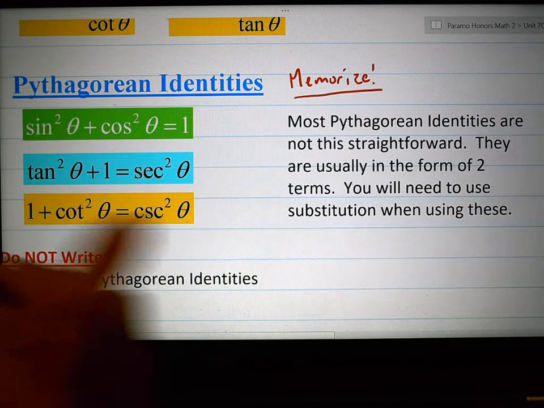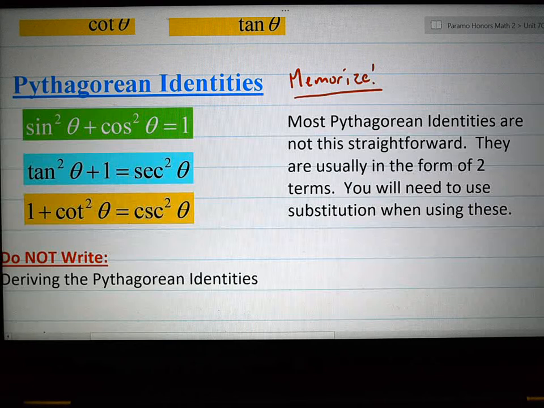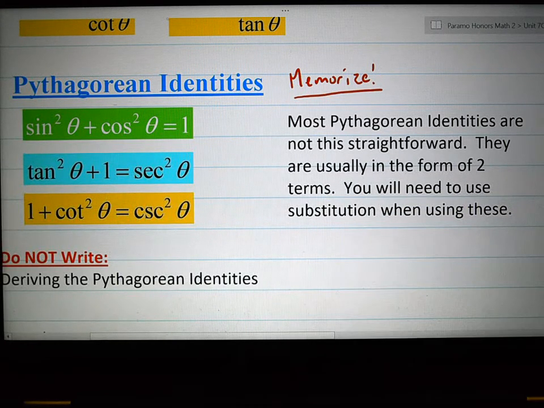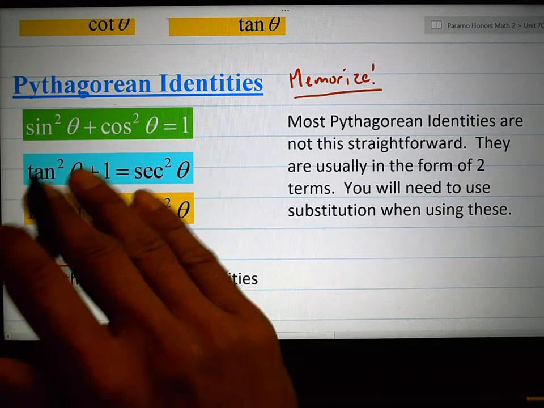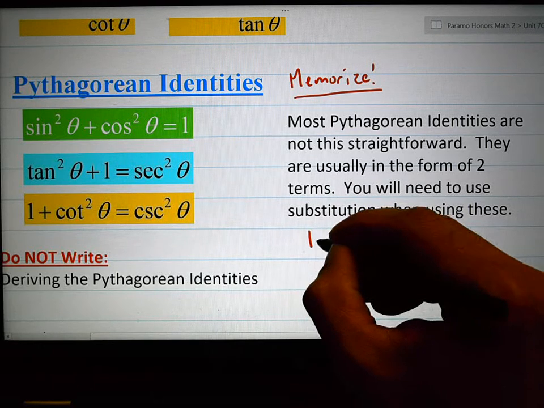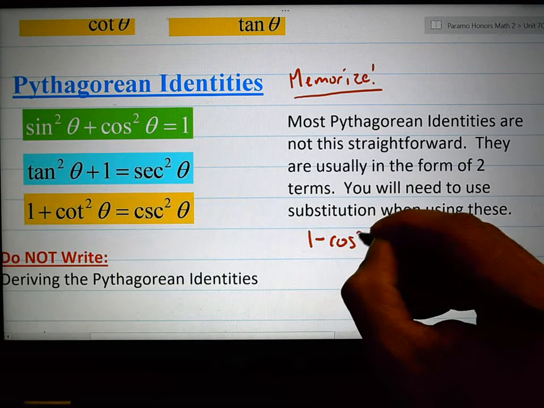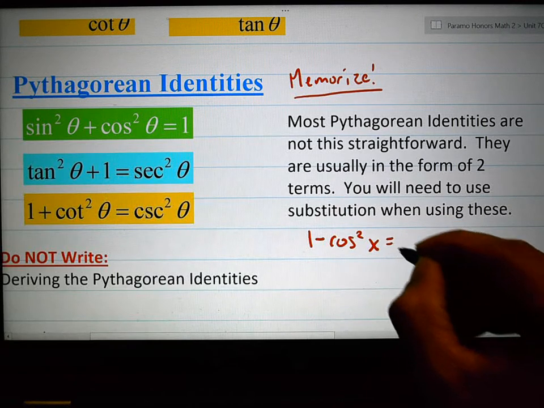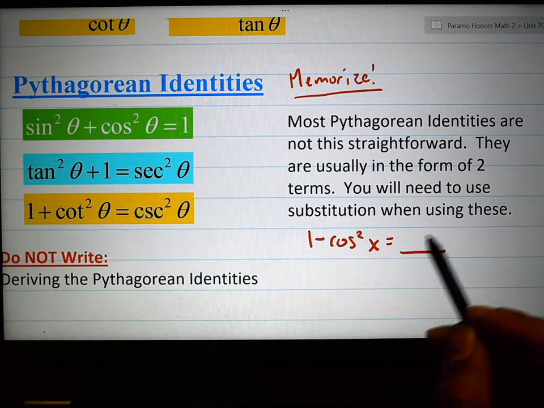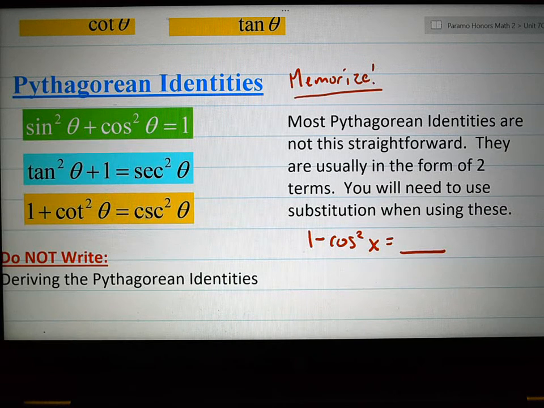Okay? Now, I wrote a little side note on the Pythagorean identities because most Pythagorean identities are not this straightforward. They are usually in the form of 2 terms. Let me tell you what I'm talking about. Meaning, you're not going to see it like this. You are going to see it like this. 1 minus cosine squared of x is equal to blank. There are only 2 terms here. There's a missing term. It's equal to something.